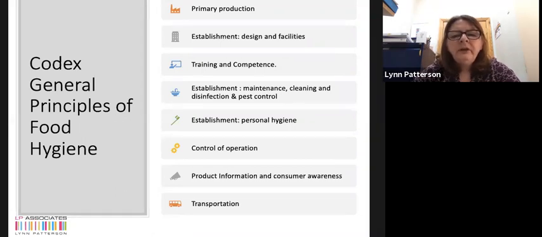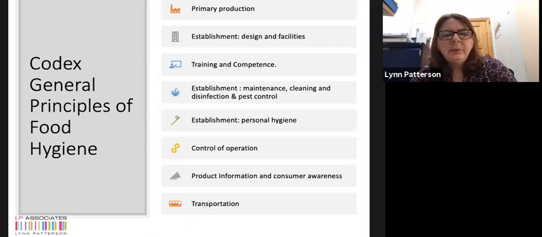Then we move into the factory or to the kitchen, and you've got establishment, design and facilities. So thinking about location, premises and rooms, equipment and facilities in the production environment. Then we have training and competency. So they've added competency into the update in 2020. So having training programs, instruction, supervision and refresher training, and making sure people are competent in what they've been trained in. Then we have establishment, maintenance, cleaning and disinfection and pest control.